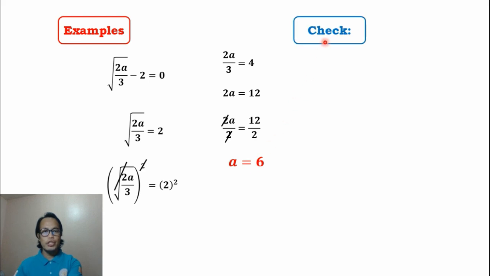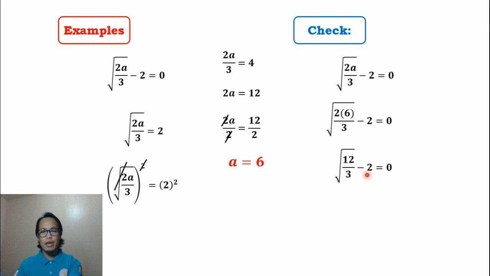Now, let's proceed to our checking. We go back to our original equation, which is the square root of 2a over 3 minus 2 equals 0. This time, we substitute the value of a, which is 6. So we have the square root of 2 times 6 over 3 minus 2 equals 0. Then we simplify. 2 times 6 is 12. Then we copy over 3 minus 2 equals 0. 12 divided by 3 is, of course, 4, and the square root of 4 is 2. So that means 2 minus 2 is equal to 0, which is equal to 0. So therefore, our answers are correct.